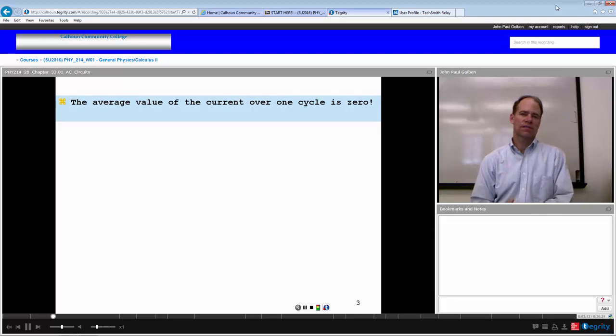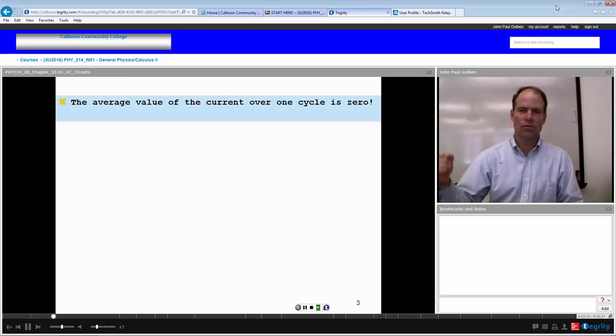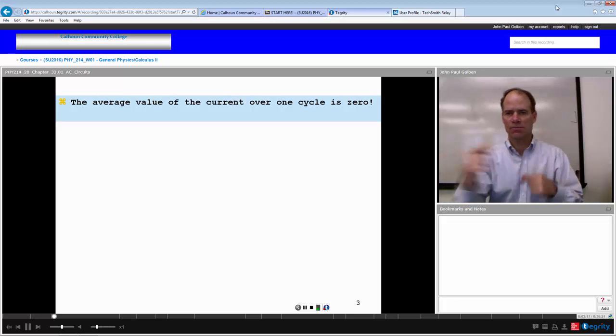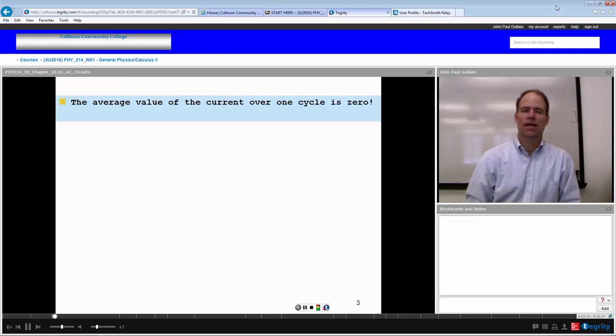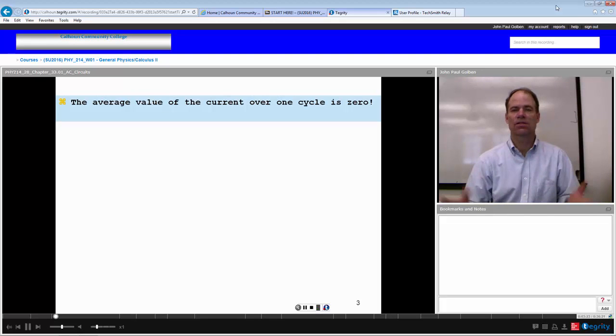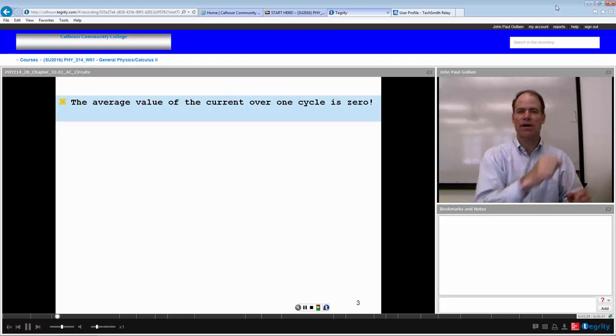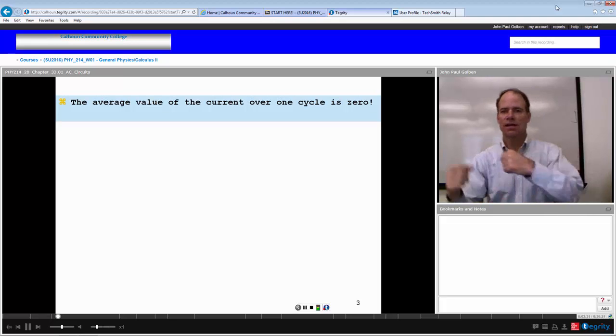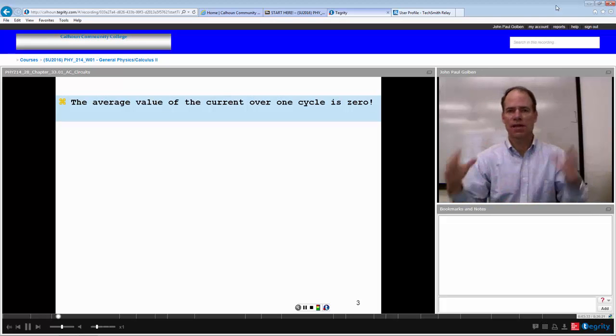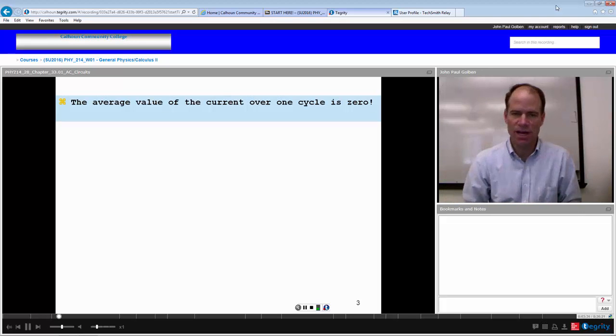Well, if we have this sinusoidal current, one that's going positive and negative, the average value of the current over one cycle should be 0, because we're going positive a certain amount, and then we're going negative the same amount. So we're going positive, negative. If we were to average that current over time, we would get an average current of 0.